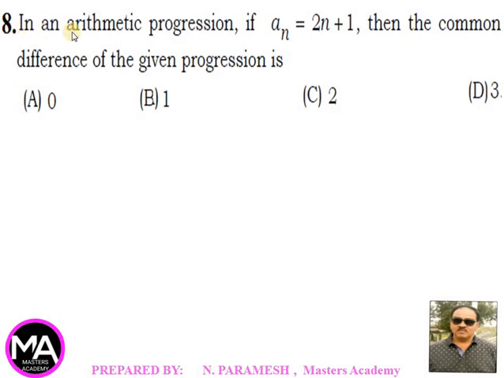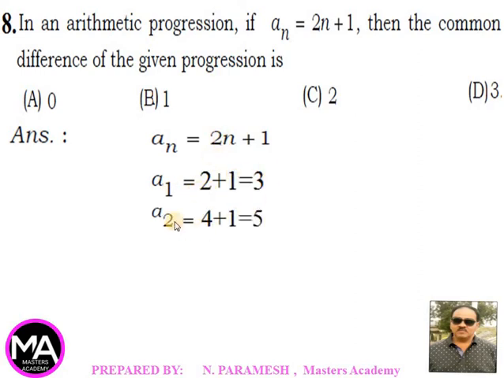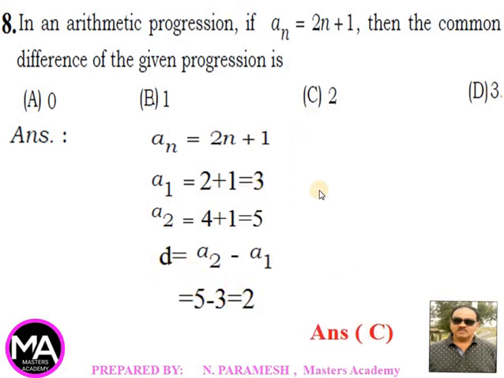Eighth question, in an arithmetic progression, if an is equal to 2n plus 1, then the common difference of the given progression is, 4 options are given. Answer, an is equal to 2n plus 1, a1 is equal to 2 plus 1 is equal to 3, a2 is equal to 2 twos are 4 plus 1, 5, d is equal to a2 minus a1 is equal to 5 minus 3 is equal to 2. That is there in option C.